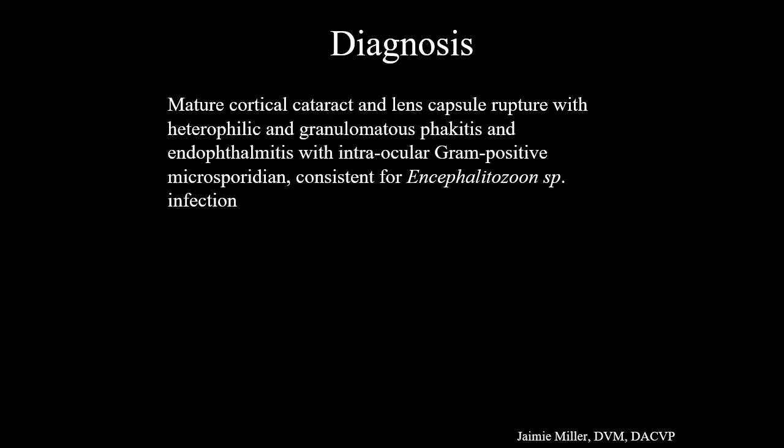kind of offer an explanation for the head tilt, because that can affect the brain as well as other organs such as the kidney. Likely infection was probably in this young rabbit transmitted vertically, where the microorganisms will enter the lens through the fetal vasculature and then cause cataract development and eventual lens capsule rupture and then the associated inflammation.